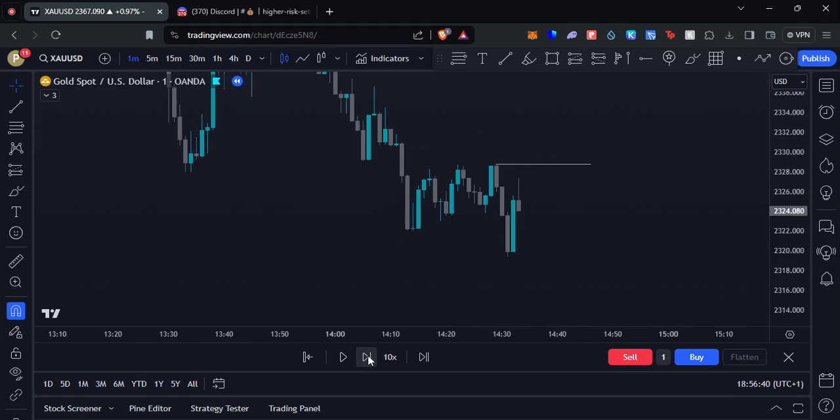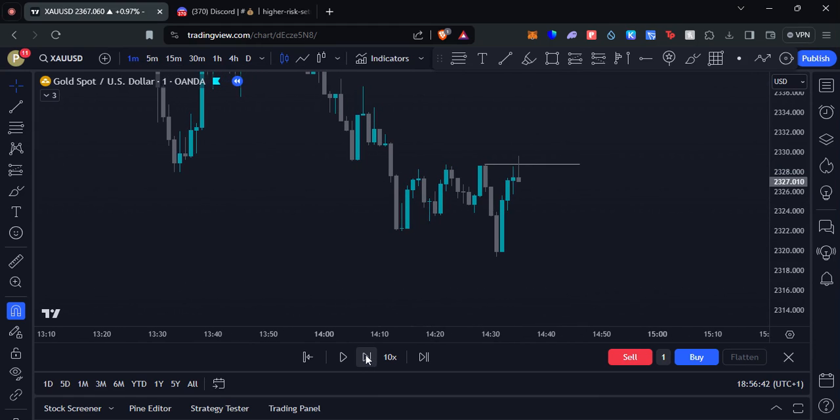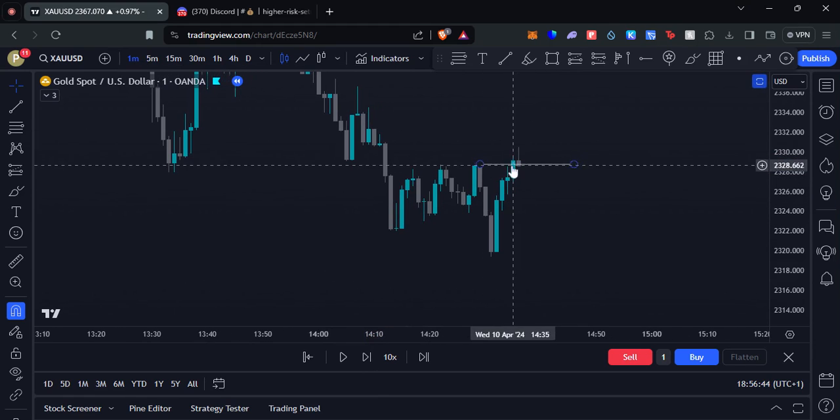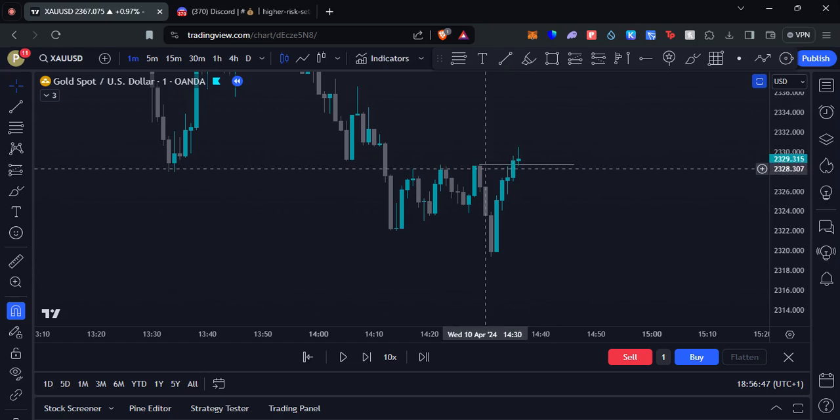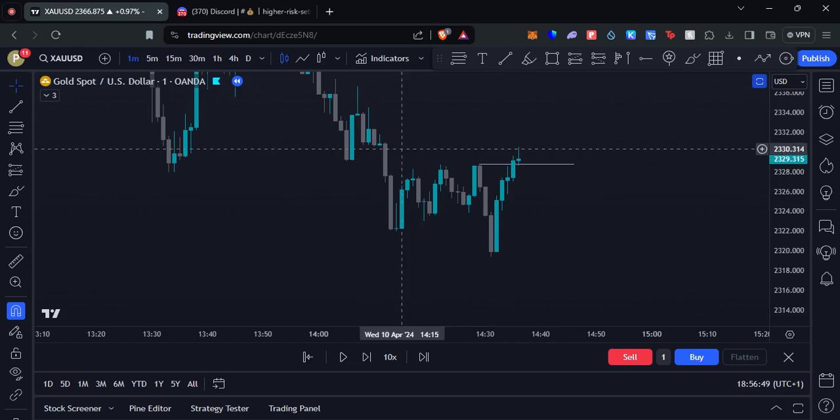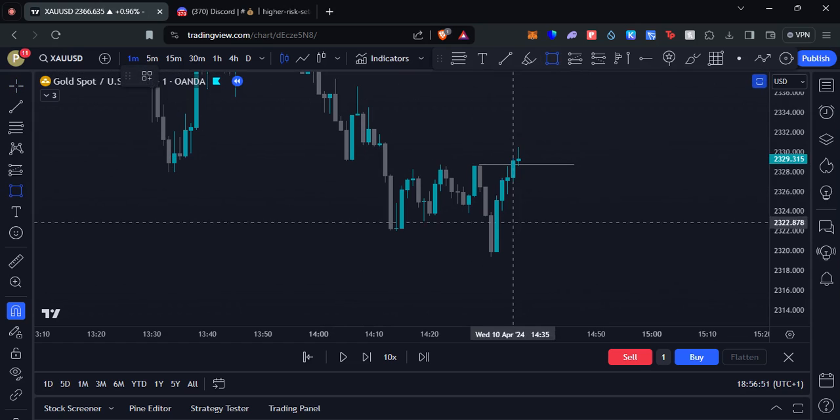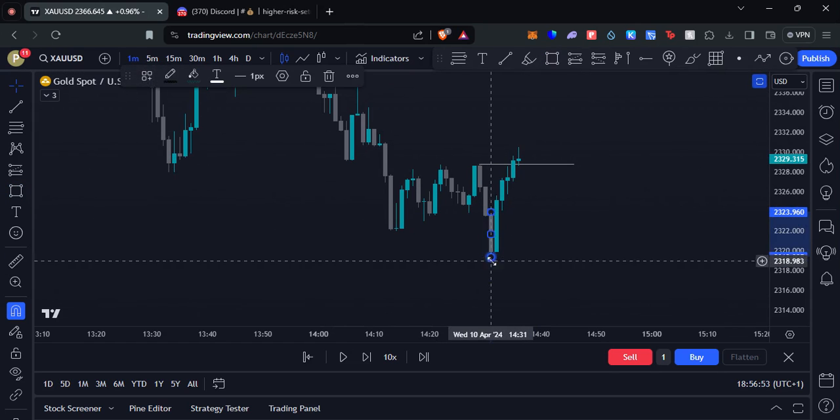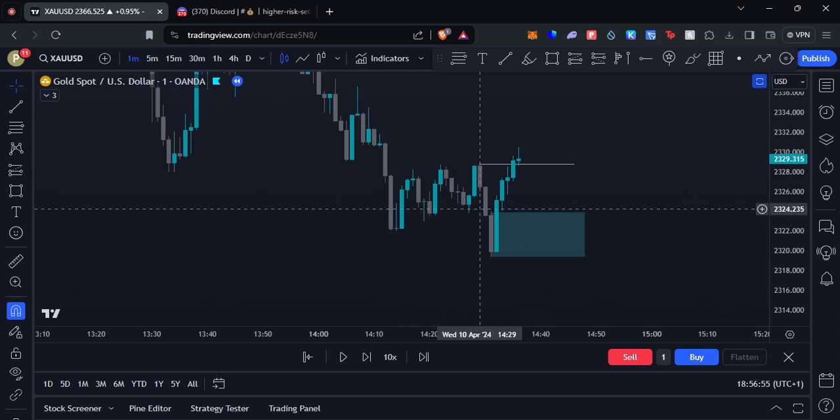So if I play price on, we can see that price does in fact blast straight through and give us this beautiful market structure shift. Now, after we got this, I then identified that this order block right here is the area that took all of this trend line liquidity and then broke structure to the upside.